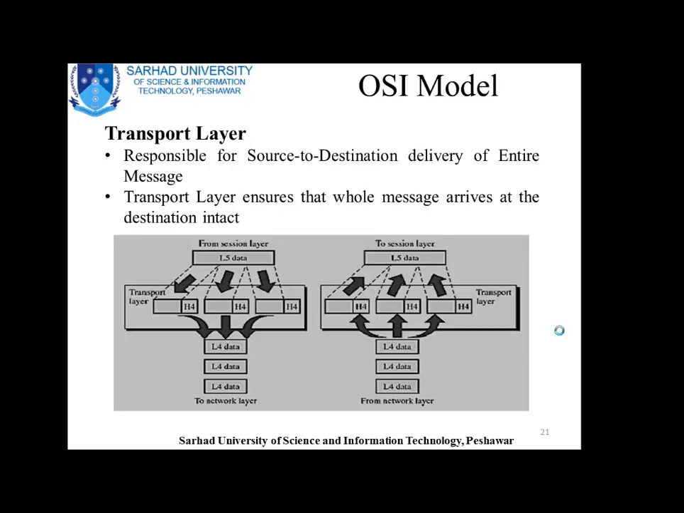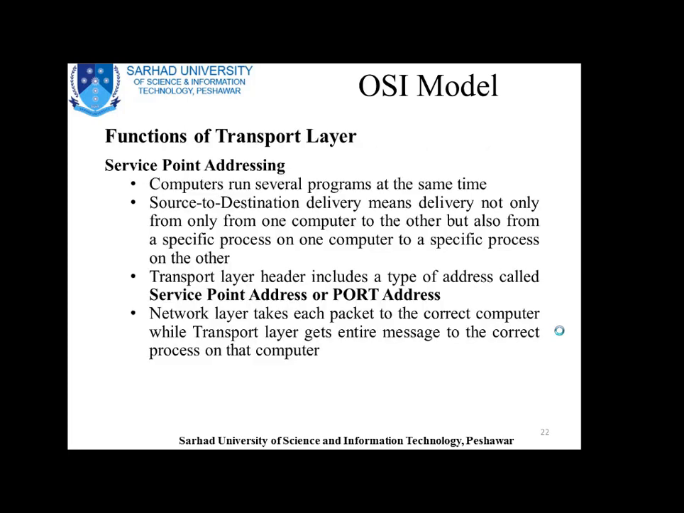In the transport layer, as I've told you, the transport layer is basically a bridge between the host entity and the network side. So it is responsible for source to destination delivery of the entire message. It also ensures that the whole message arrives at the destination intact, which means that it ensures the reliability of the network. Reliability is an important factor in any network, and that reliability is ensured by the transport layer.